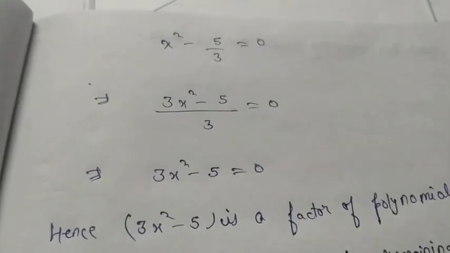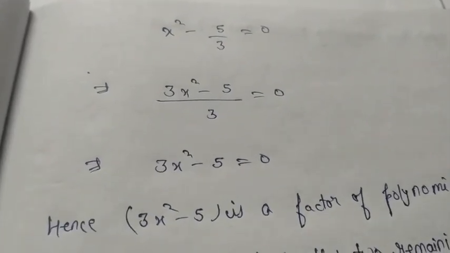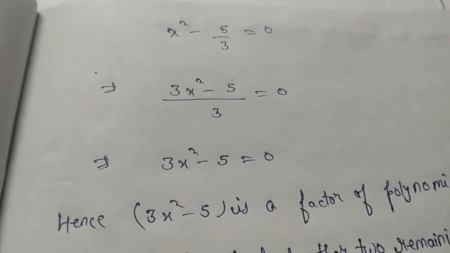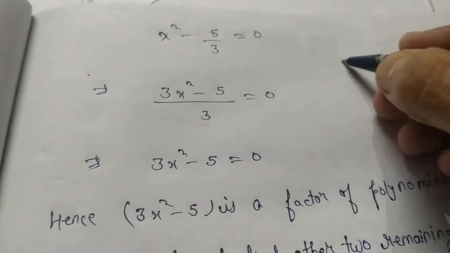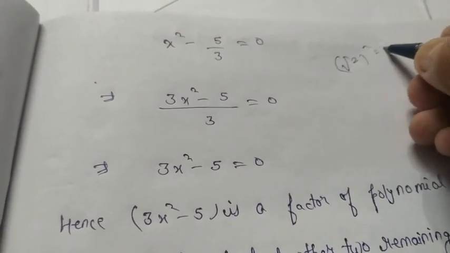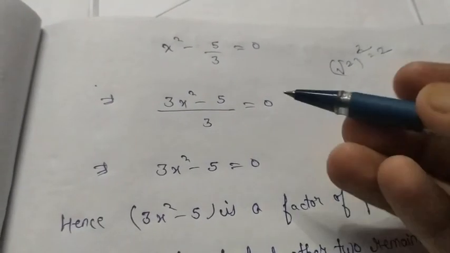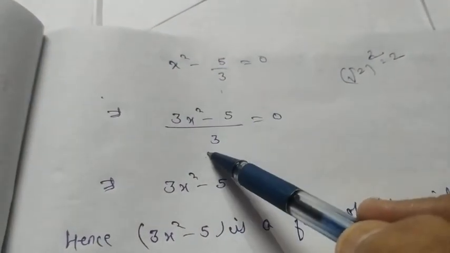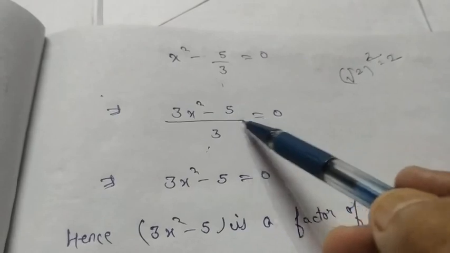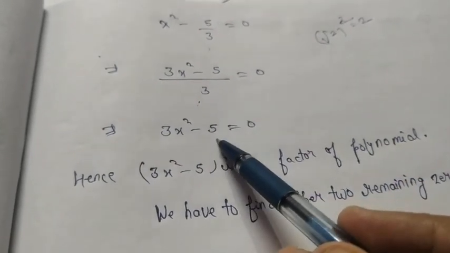Now children, when you will solve this, you will get x square and minus under root 5 by 3 whole square will become 5 by 3. Because you know, under root 2 का square क्या होता है? 2. Okay. So same. After this you can take LCM. So LCM will come 3 and it will come 3x square minus 5 upon 3. So 3x square minus 5 equal to 0.